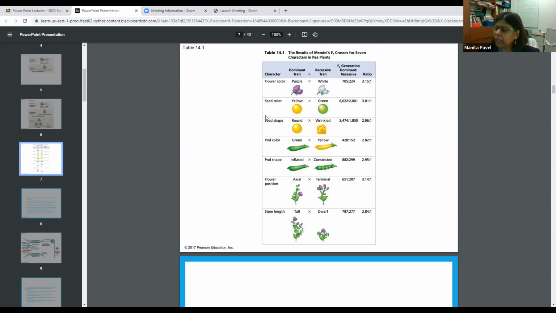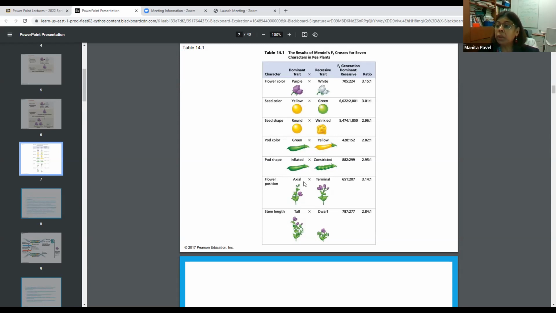When he looked at seed color, he compared yellow seeds versus green. So yellow seeds were dominant over green seeds. When he looked at the shape of seeds, which are pea seeds, round seeds were dominant over wrinkled. Peas come in a pod. So green pod color was dominant over yellow pod color. When he looked at pod shape, inflated pods were dominant, and constricted, which means narrow, were recessive. Flower position, axial flowers are dominant over terminal.